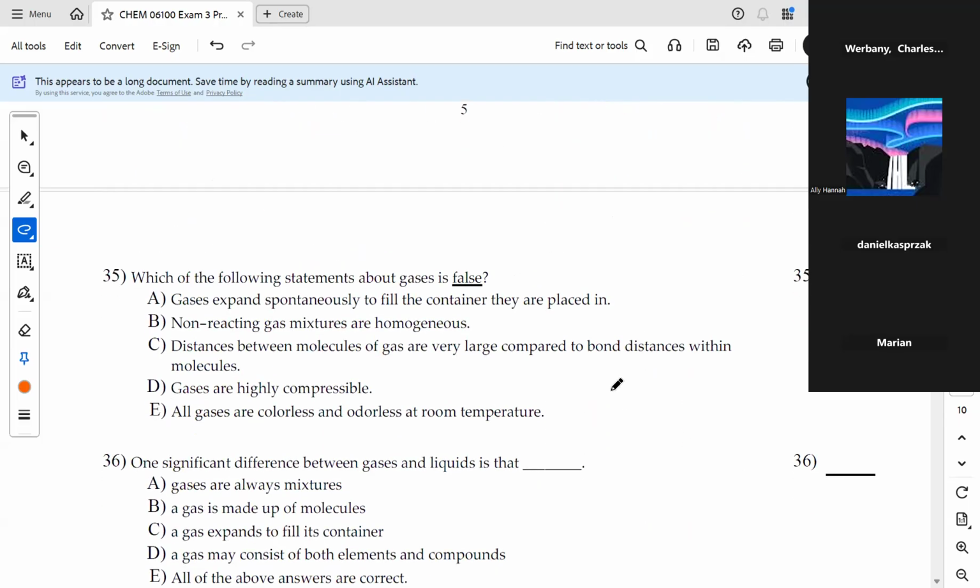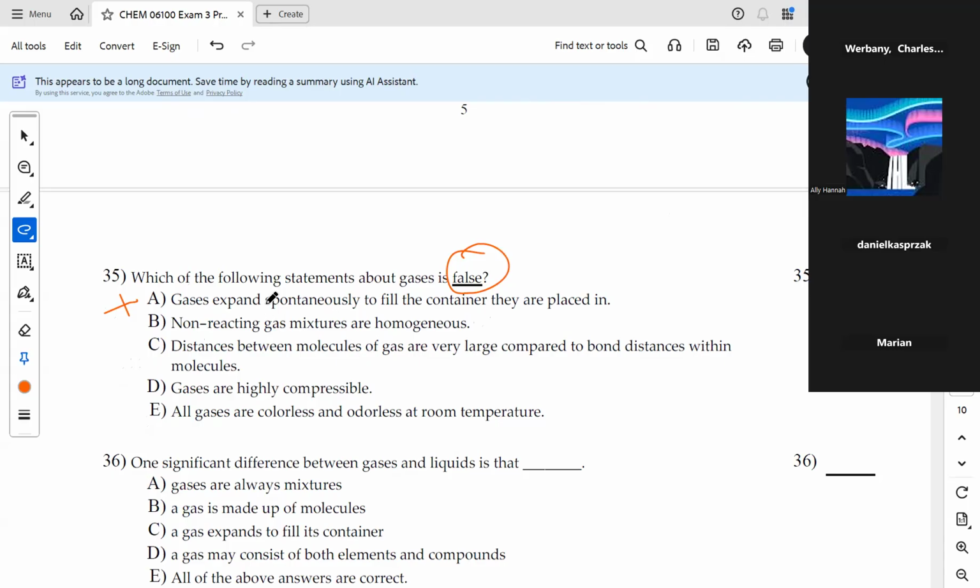35. Okay, so we're finally getting to the last kind of stuff on gases here. I'll go through maybe one or two more. So which is false about gases? So we could go through each of these. These will all be true statements. So they spontaneously fill their container. We talked about that. They expand. Non-reacting gas mixtures are homogeneous. So that means that like the air in the room that we're in, we can't tell where one gas begins, where another type of atom begins. So they're homogeneous as long as they're not reacting.